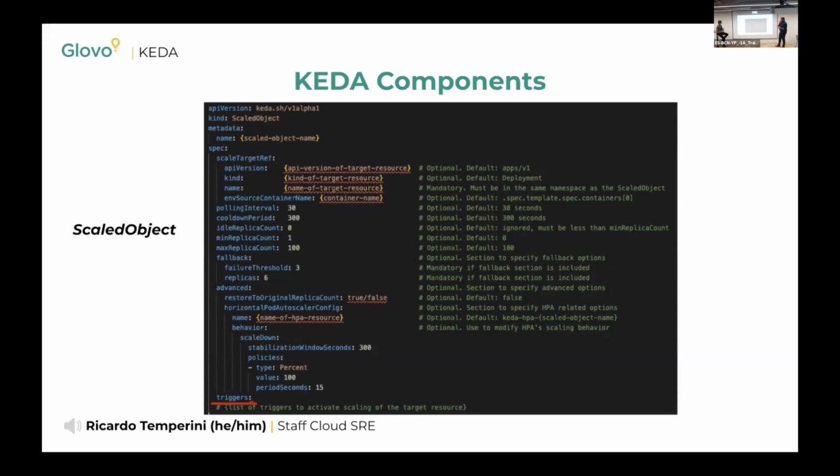And the idle replica count. This is important in KEDA because KEDA also provides the functionality that you can scale down directly to 0. If there are no workloads to be consumed or any jobs to be consumed, you can scale down all the infrastructure and you don't need to have anything running there. And then at the bottom, you can see there are the triggers. This is important because it's where you are configuring the sources of the metrics.